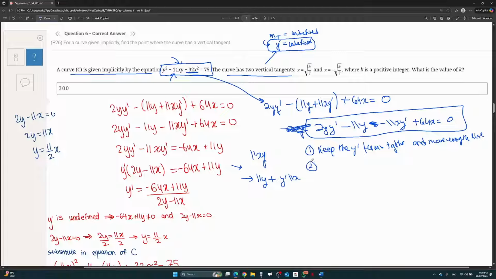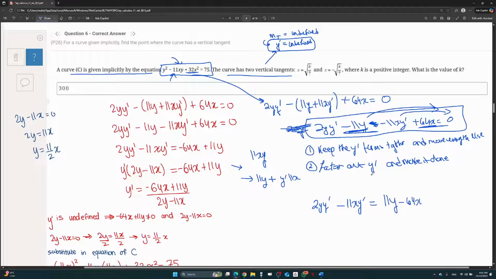Well, the second step is factor out y prime and make it a norm. Let me show you. What's the first step? Keep the y prime terms together and move everything else. Which terms don't have y prime? This one here and this one here. So let's move them to the other side. So it's going to be left with 2y y prime minus 11x y prime equals 11y minus 64x.